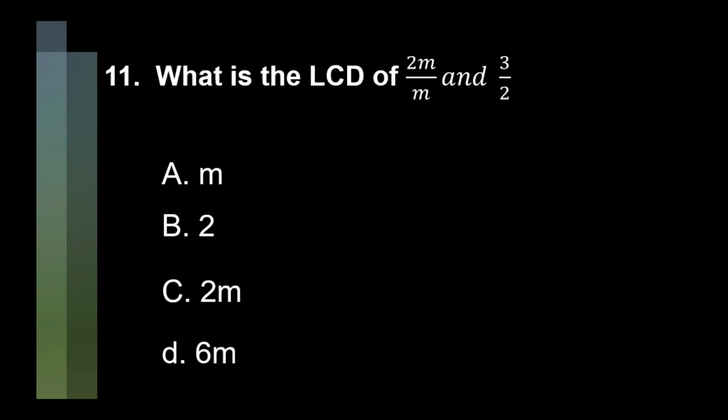Number 11. What is the LCD of 2m over m and 3 over 2? Letter A, m. Letter B, 2. Letter C, 2m. Or letter D, 6m.